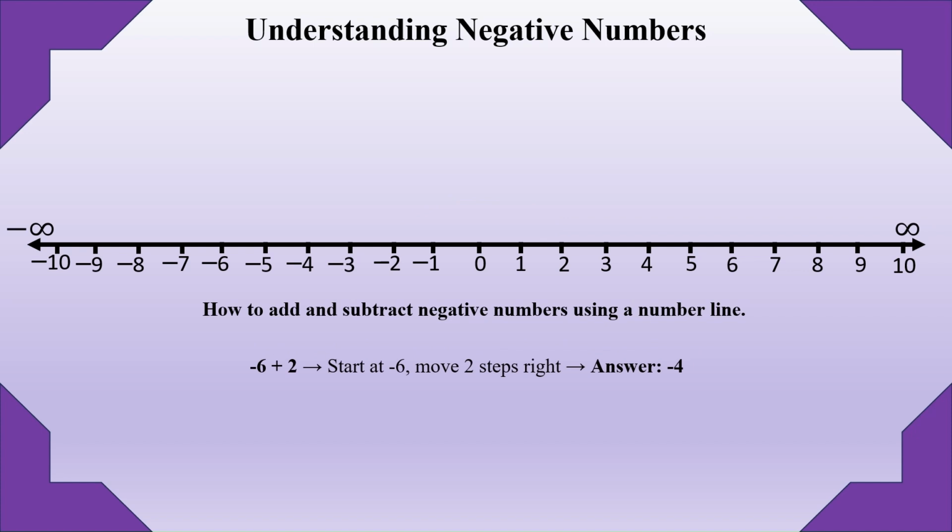Third example, minus 6 plus 2. Start at minus 6, move 2 steps right. And the answer is minus 4. And the last example, 3 minus 5. So you have to start at 3, move 5 steps left. And the answer is minus 2.